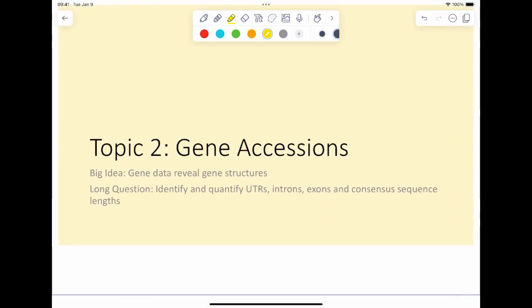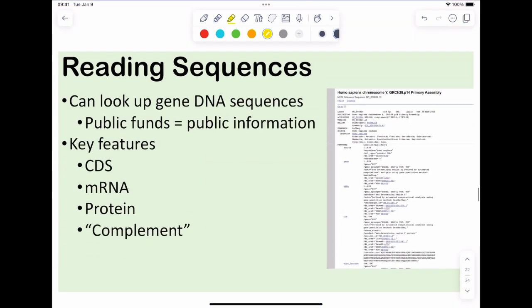So how can we read these sequences? The reading of sequences is referred to as gene accessions. Gene accessions are easy. All you have to do is subtract. It's a game of subtraction. If I were to go and look up a DNA sequence, it's all publicly funded, so it's all public information. What you could look up is things like this about each of the sequences.